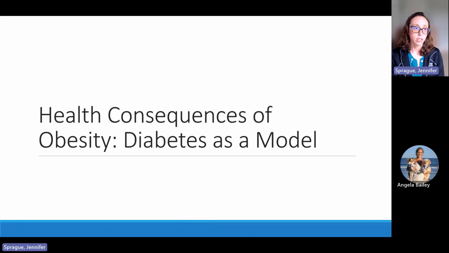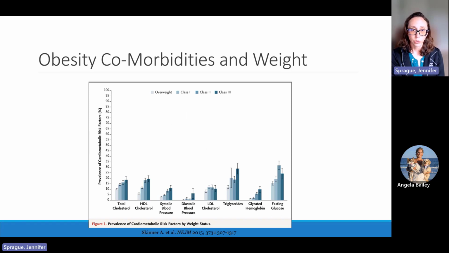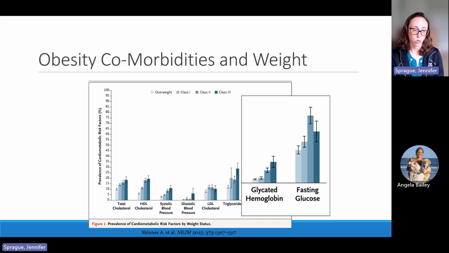Okay, so let's think about health consequences of obesity. Again, I am an endocrinologist, so diabetes is my model. We're going to go back to an NHANES survey. This is looking at youth between age 3 and 19 and looking at individuals classified as either overweight, which is the lightest bar, up to class 3 obesity, which is the darkest bar. And we're going to zoom in on the diabetes-related consequences. So glycated hemoglobin is the hemoglobin A1C. Fasting glucose is fasting glucose.